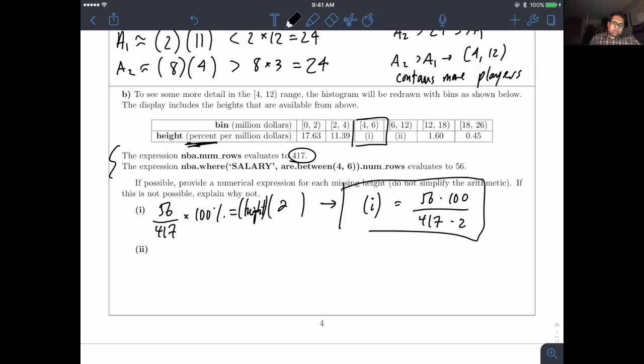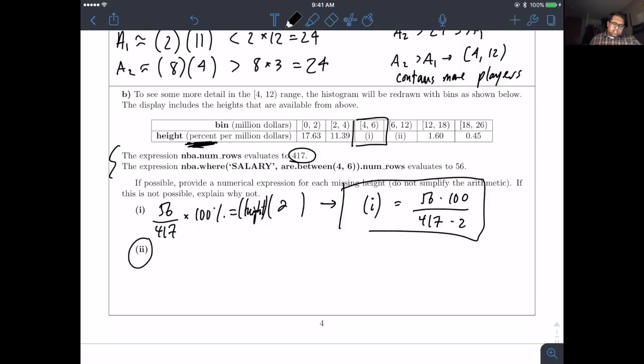So to go over it again, we're told that 56 out of 417 of the NBA players lie in this bin, and we know that the area of a bin is the proportion of NBA players that are in that bin, and we know that the area is 56 over 417. But since we're dealing with percent, we need to multiply by 100%. And we know that's equal to the height, or the value of I, times the width of the bin, which is 6 minus 4 is equal to 2. So then we can divide by the width of the bin and get the height for this one. So now that we have the heights of all bins but one, is it possible to find number 2?